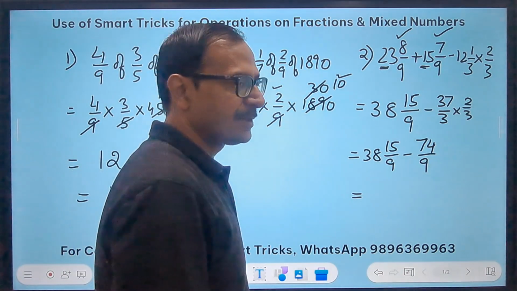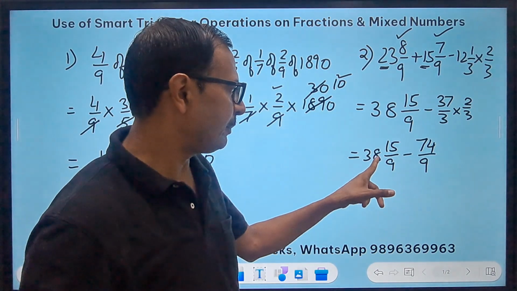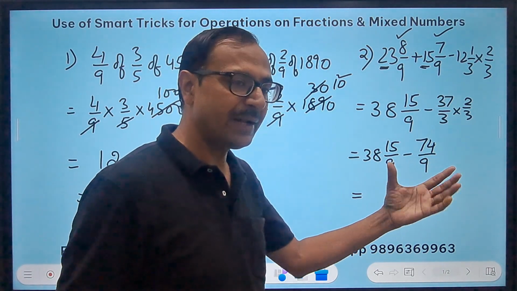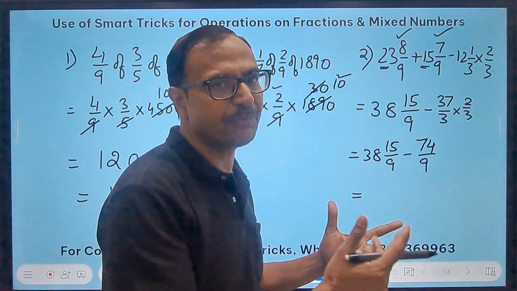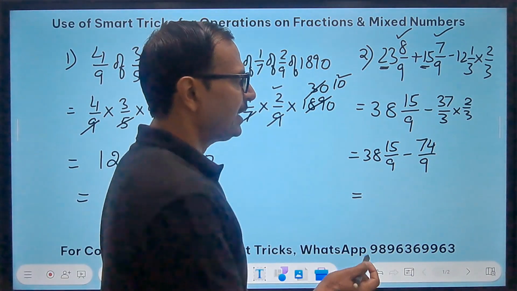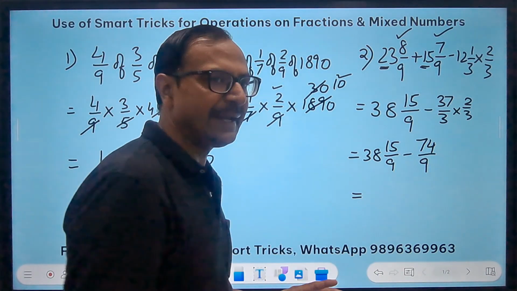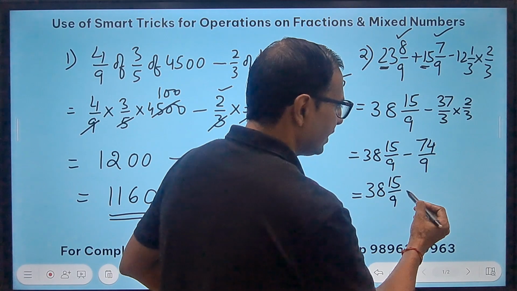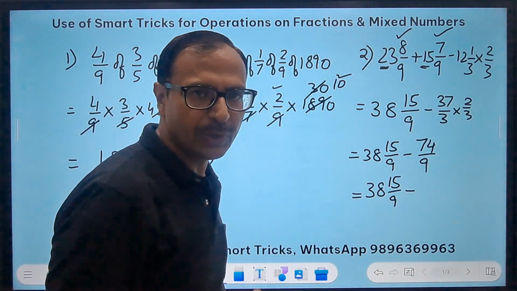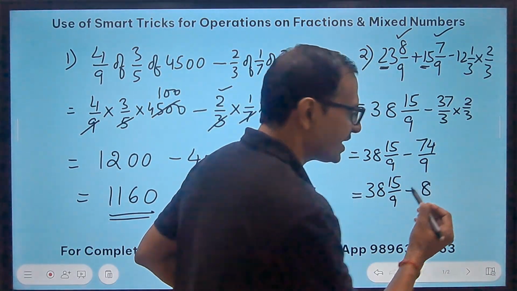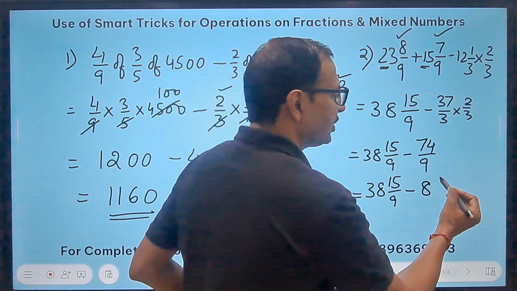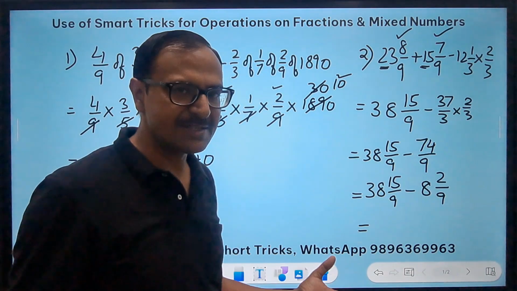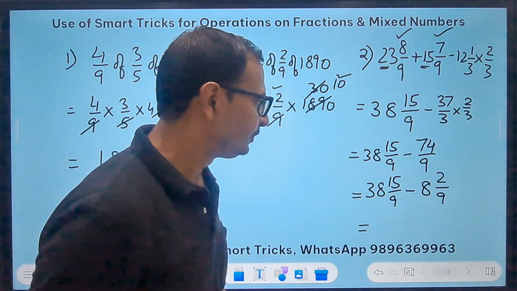Now how do you handle this? Do you convert this to improper fraction or do you convert this to mixed number? If you can identify that operation, the next step will give you your answer. It is easier to convert 74 upon 9 as a mixed number. 38 15 by 9 retains as it is. 74 divided by 9 will give you a quotient of 8. 9 8s are 72, and 74 minus 72 is 2, so 2 9th. And the rest is very easy because you will get the answer directly now.